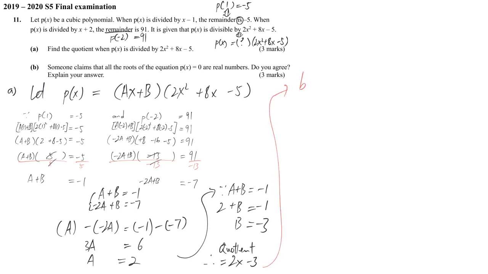In part B, we are going to investigate all the roots of this equation. They are all real numbers or not. So we should stay close to the given equations here. We should write down solve. Our starting point is p(x) equal to 0. We are trying to solve this equation. We already know p(x) is this expression. So we try to rewrite it. Updating the a and b, we get 2x minus 3 times one of the factors.